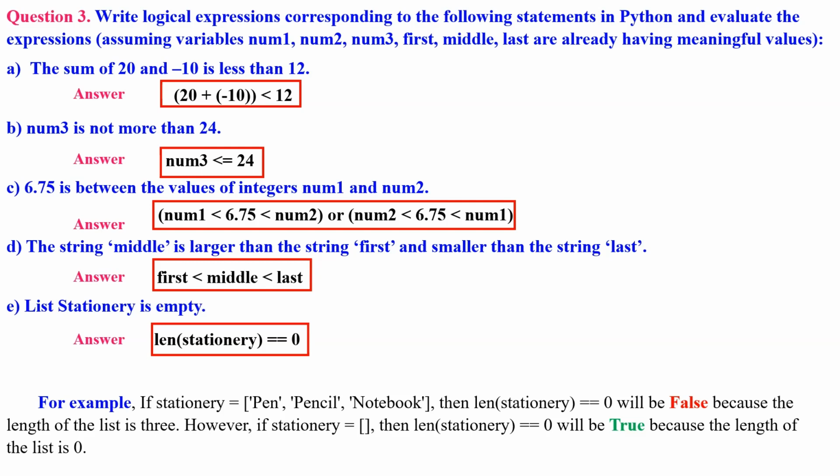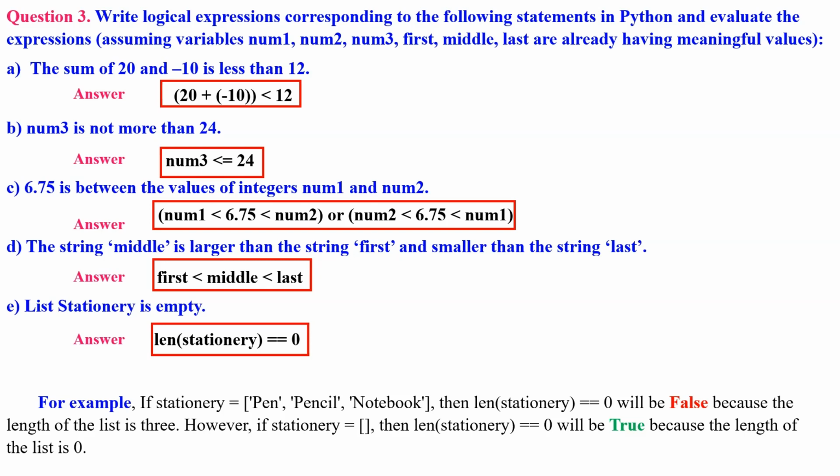E. List stationery is empty. Answer. Len of stationery equals 0. Here, len of stationery returns the number of elements in the stationery list. Second equal to is the equality comparison operator in Python, which checks if the value on the left side is equal to the value on the right side. 0 is the value being compared against the length of the stationery list.